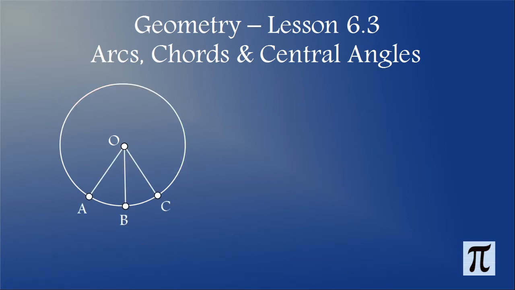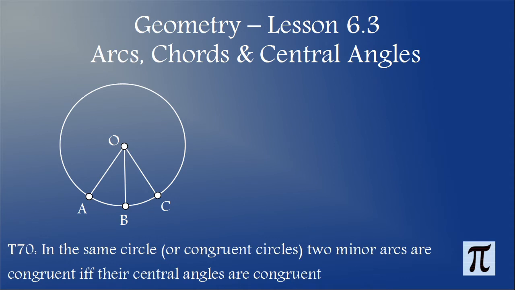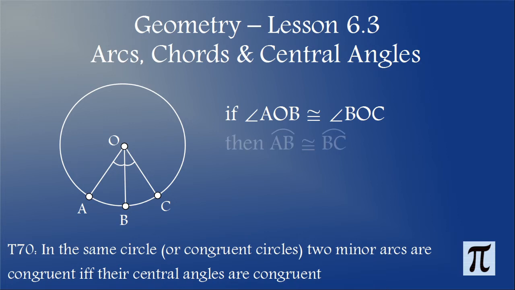Now let's take a look at this example. We have points A, B, and C along the circle, and we've connected a radius from OA, OB, and OC. Let's use theorem 70. In the same circle, or congruent circles, 2 minor arcs are congruent if and only if their central angles are congruent. So if angle AOB is congruent to angle BOC, then the arc AB must be congruent to arc BC.